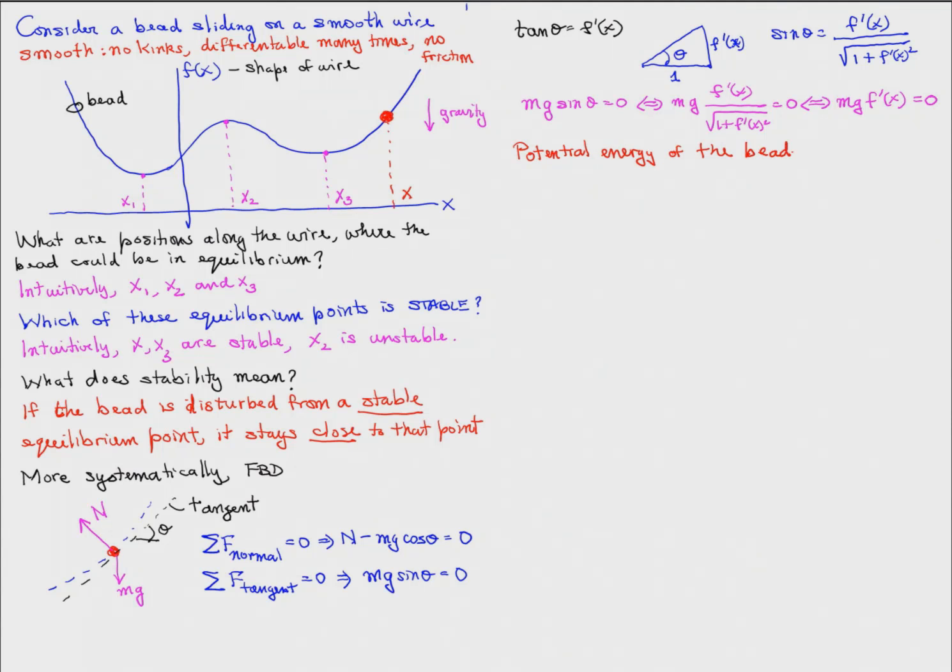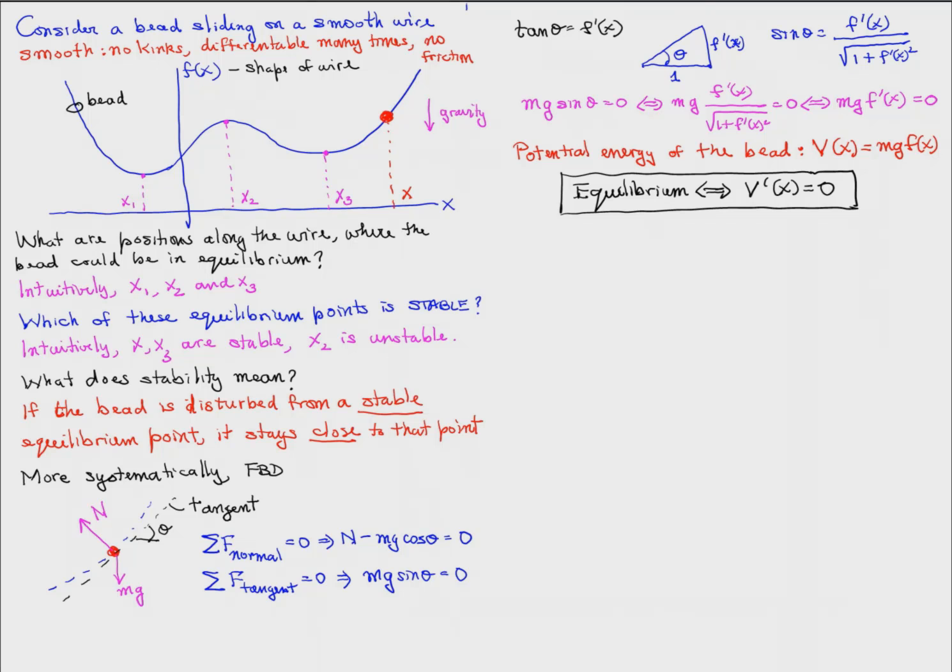Now let's look at the potential energy of the bead. Since gravity is acting downward, the height of the bead is simply f of x. So the potential energy is mg times f of x. We realize from this that equilibrium can be obtained by simply taking the derivative of the energy. Now let x star be an equilibrium point. So x star could be x1, x2, or x3.